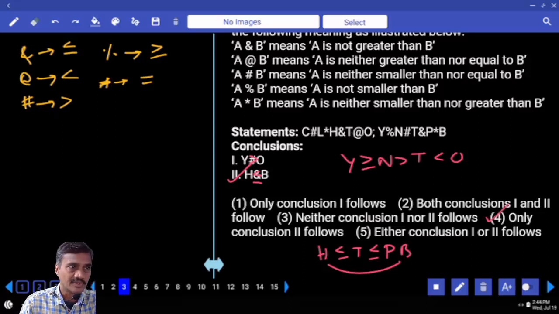Clear? Now if you observe the way we have done this, rather than converting each and every element, what have we done here? We have just checked the elements that are common in between. Isn't it? Only those elements, if you take, would be sufficient.